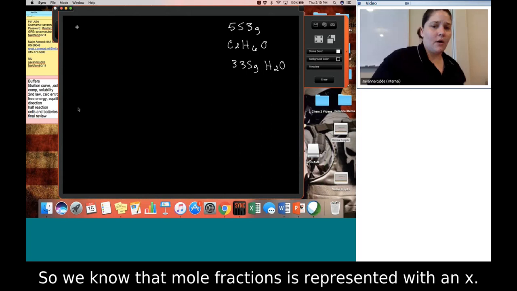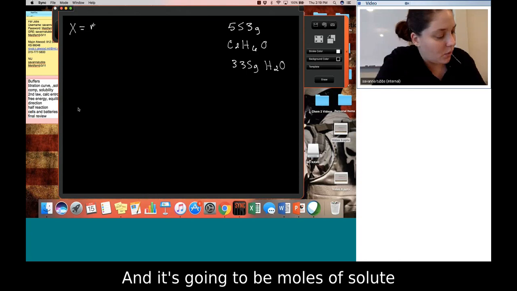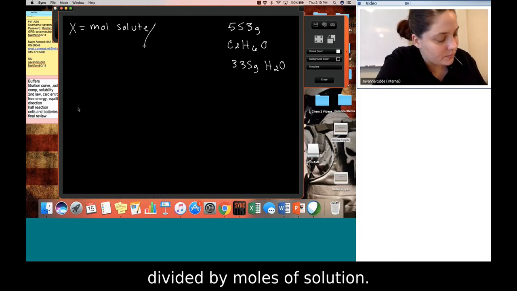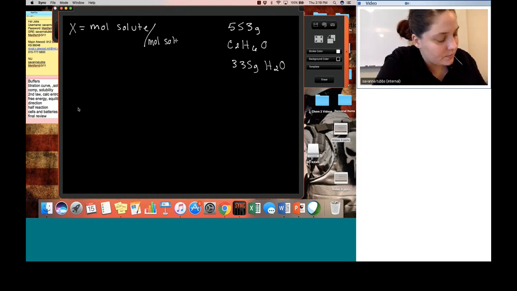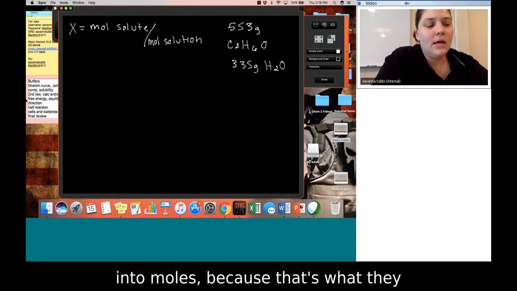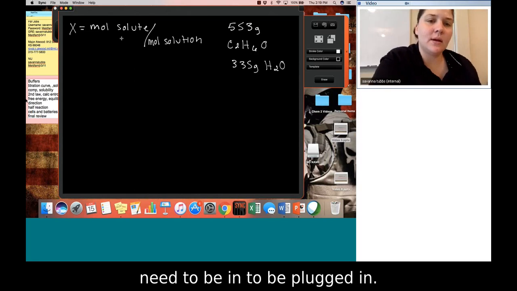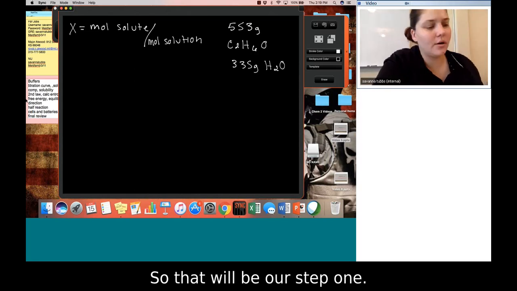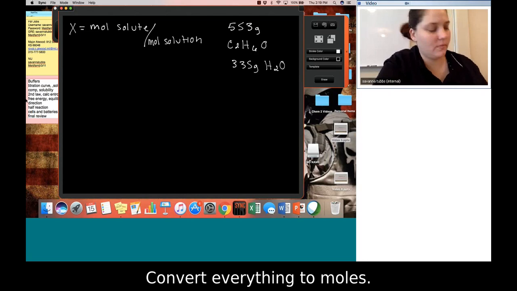So we know that mole fraction is represented with an X, and it's going to be moles of solute divided by moles of solution. All right, so we need to convert both of our solute and our solvent into moles because that's what they need to be in to be plugged in. So that'll be our step one, convert everything to moles.